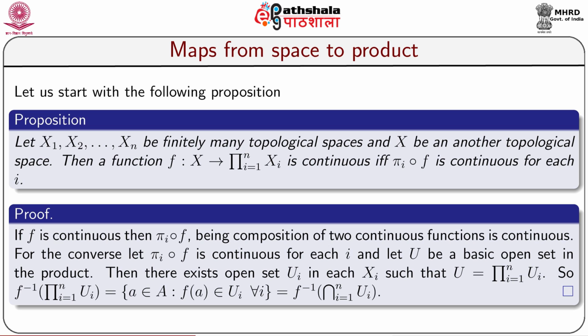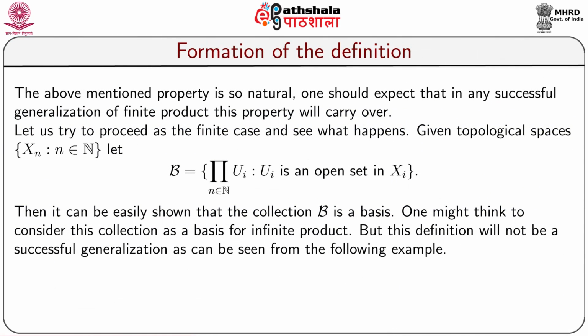So, f inverse of the product of Ui is equal to all a belonging to A such that f(a) belongs to Ui for all i. That means it is equal to f inverse of the intersection of Ui, where the intersection runs from 1 to n. This is a very natural theorem for the finite product. So, when we generalize the finite product to the arbitrary case, we should expect that this will hold for the arbitrary case also.